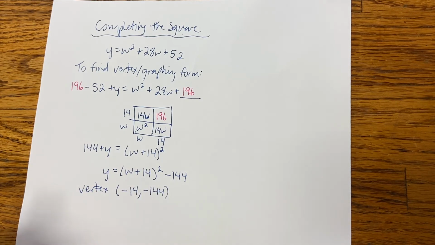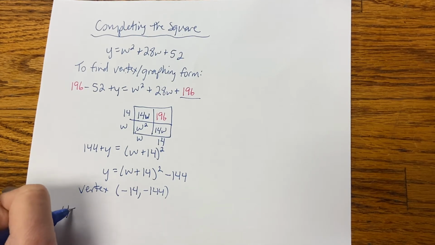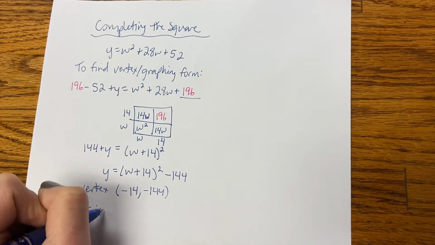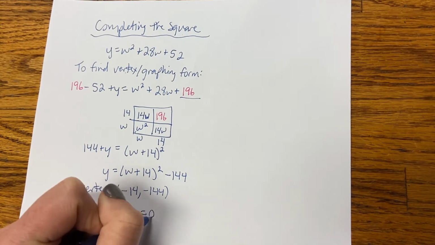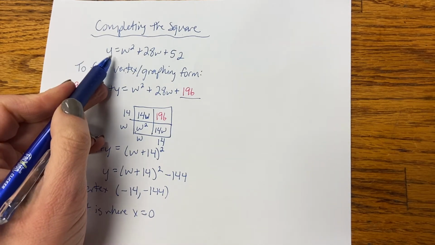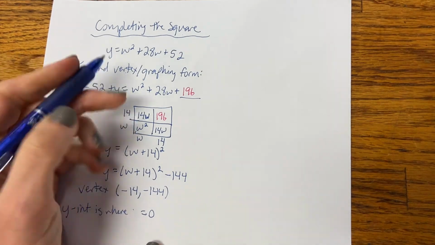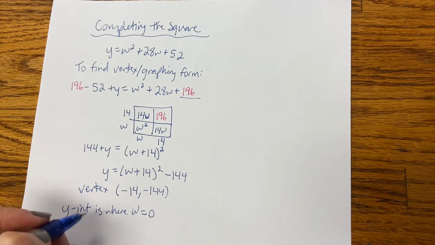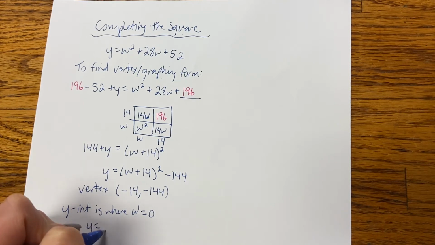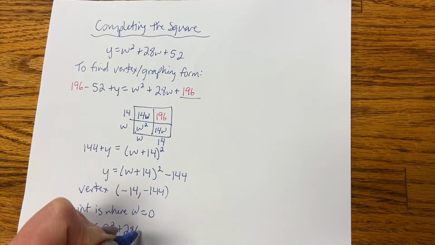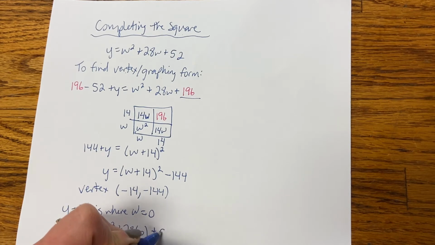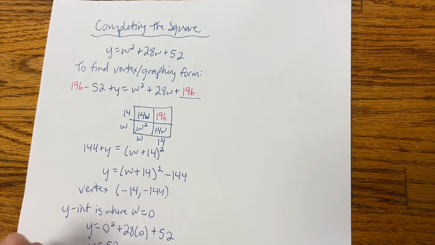Also, to find the y-intercept at the same time, you can do a couple things. Remember, the y-intercept is where x is 0, so I can plug in 0 for x up here. Oh, sorry, this particular equation is with w's, so where w is 0. And so I would put in 0 everywhere I see a w, and those two terms disappear. So I know that my y-intercept is 0, 52.